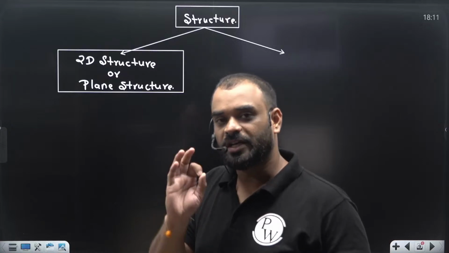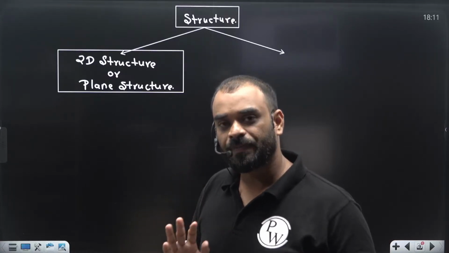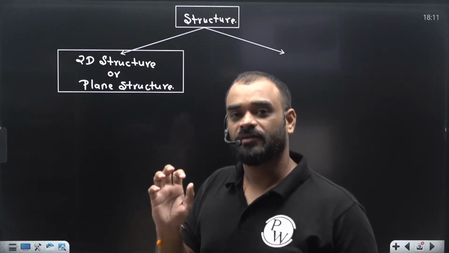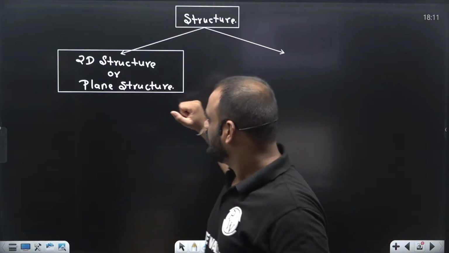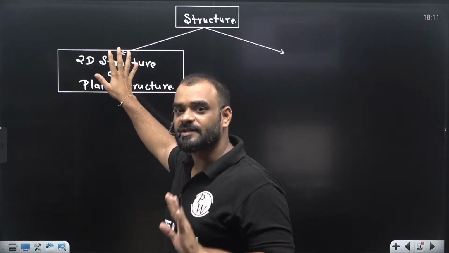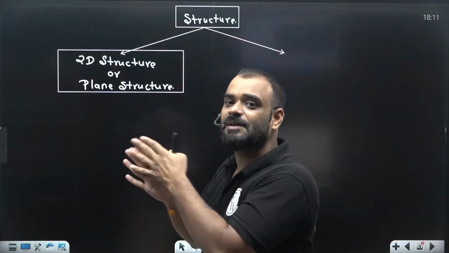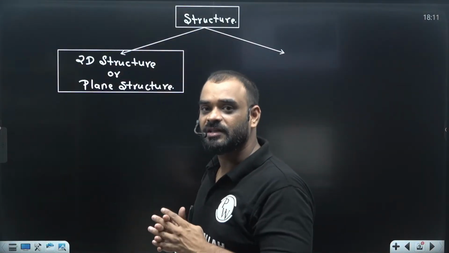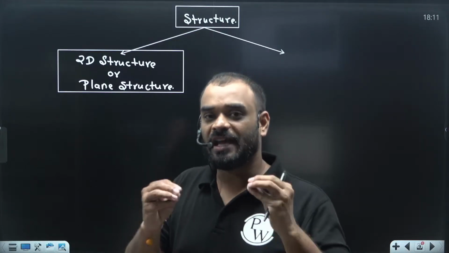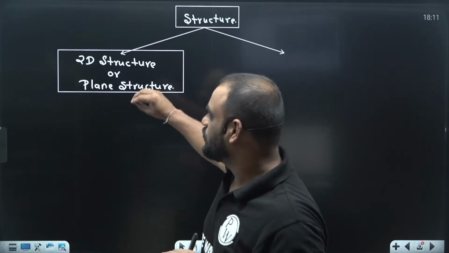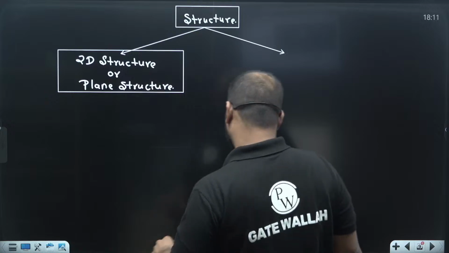Understood? Let me explain once again. If all the reactions or all the forces present or applied on this particular structure lie on a single plane, then such a structure is to be considered as a 2D structure or plane structure, and we will analyze it as a 2D only, right? Okay, sir.